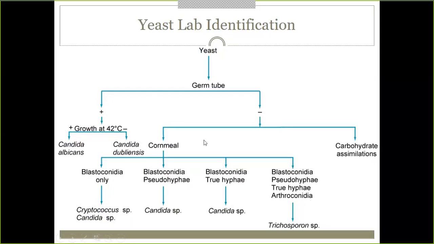All right, overall, here is a way you could work up yeast in a lab. You could do the germ tube. If it's positive, again, it's Candida albicans. If it's negative, you can look at growing it out on Tween 80 cornmeal agar to try to see any of the different types of yeast that might be there. Again, Cryptococcus, if you suspect it, you would do that India ink stain, or if you have a latex agglutination kit.